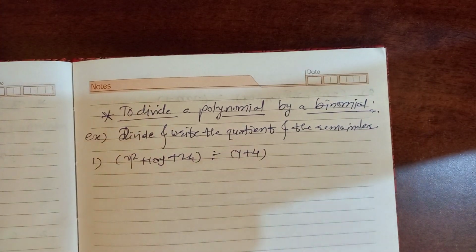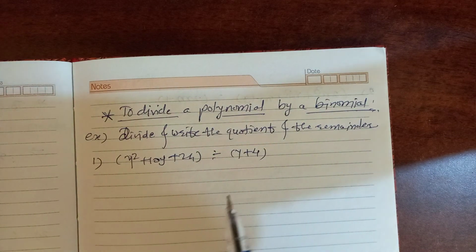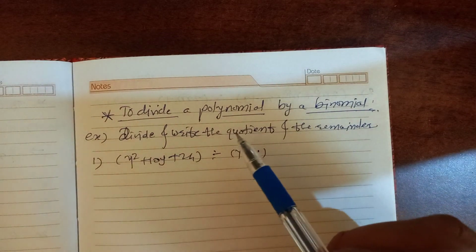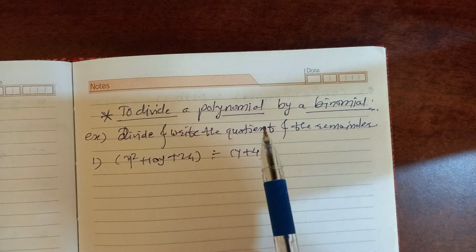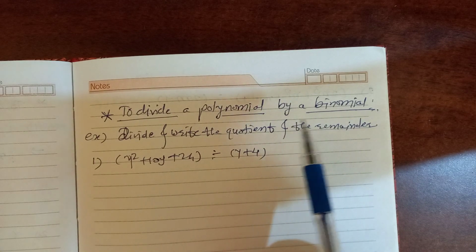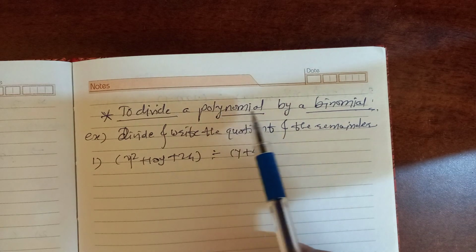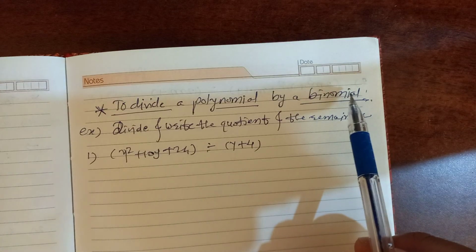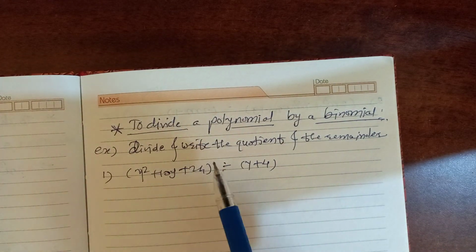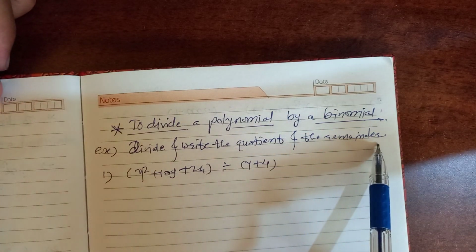Good morning, students. Today we'll see how to divide a polynomial by a binomial. Already, you have studied how to divide monomial by monomial, binomial by a monomial, and polynomial by a monomial. Okay. Now you have to see polynomial by binomial. Binomial means, we know, two terms. Okay. The question is the same: divide a polynomial by a binomial and write the quotient and the remainder.